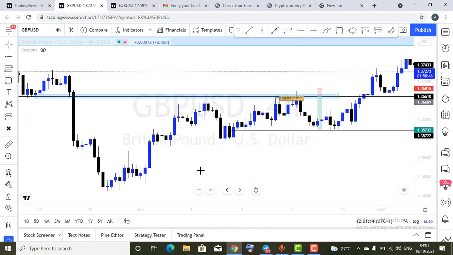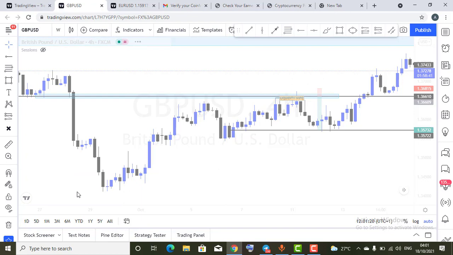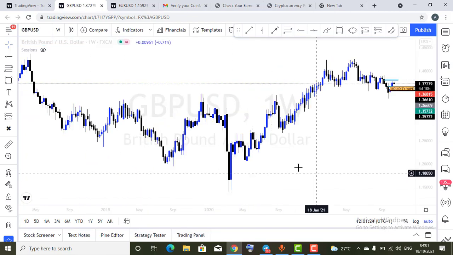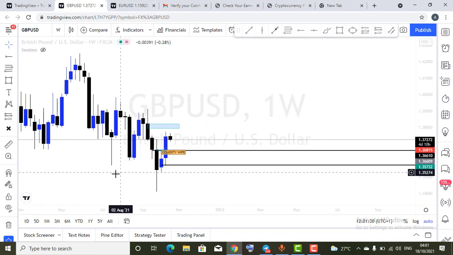GBPUSD has been very bearish, all in all. So basically we're going to start from the weekly time frame, do a top-down analysis briefly before we go into the very minute detail on how we took the sell trade.